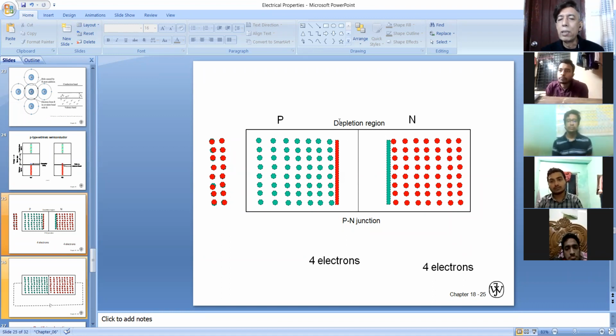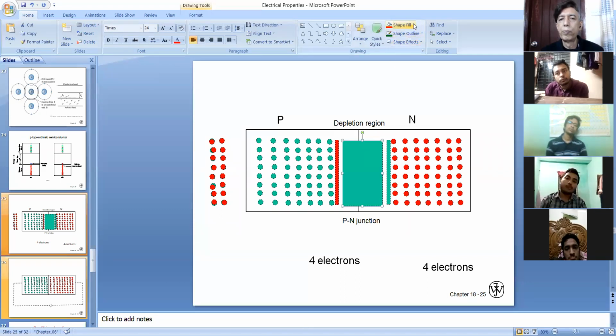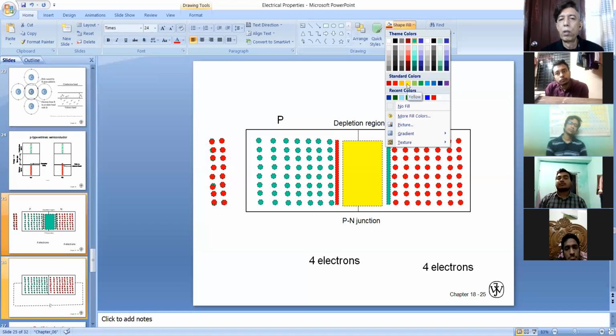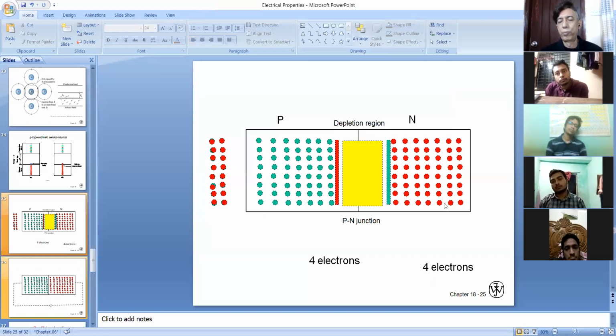This is now a neutral zone. Here only silicon is there, nothing else. Only silicon is here and nothing else. Now, what will happen?